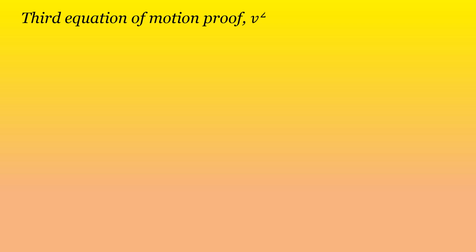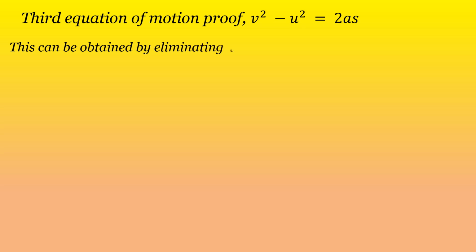Now we will discuss the third equation of motion, that is v square minus u square is equal to 2as. I will discuss two methods of getting this equation. The first method is to eliminate t from the first and second equations of motion, and the second method we will see after this. So we can obtain this equation by eliminating t between v is equal to u plus at and s is equal to ut plus half at square.